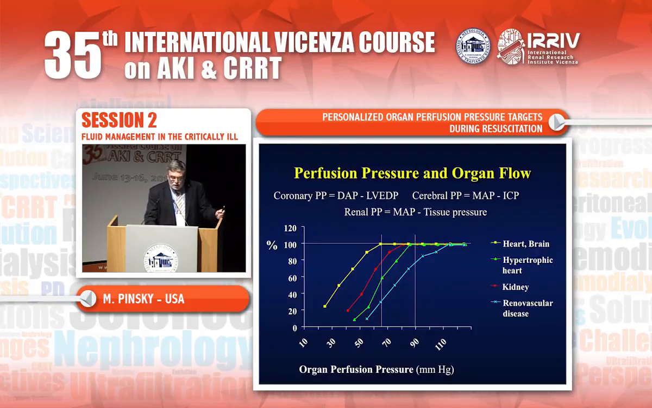Okay? So we can look at the autoregulatory range, and for the heart and the brain, it's a value of about 65. But if you have hypertrophy, it'll be higher. The kidney is going to be higher still, but if you have renal vascular disease, it'll be higher as well. And thus, there is no magic one mean arterial pressure you can target to ensure blood flow to all the organs are adequate.